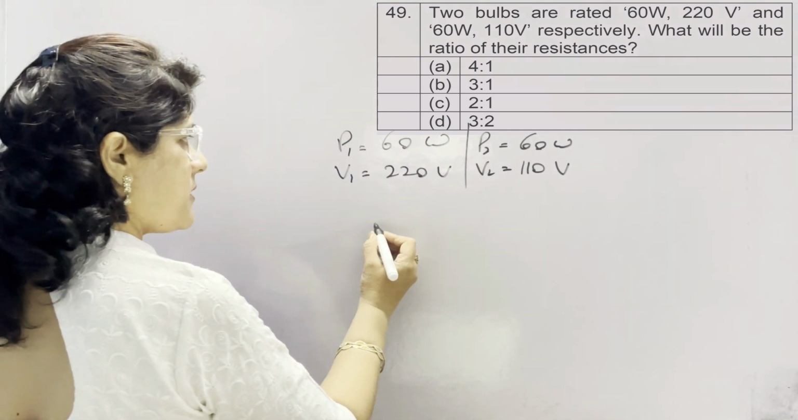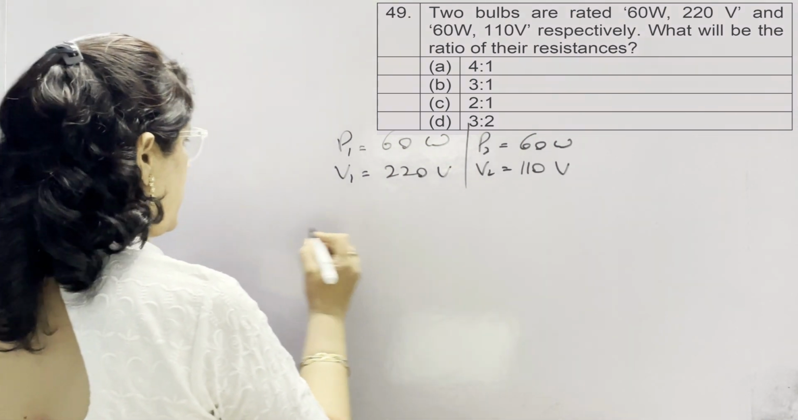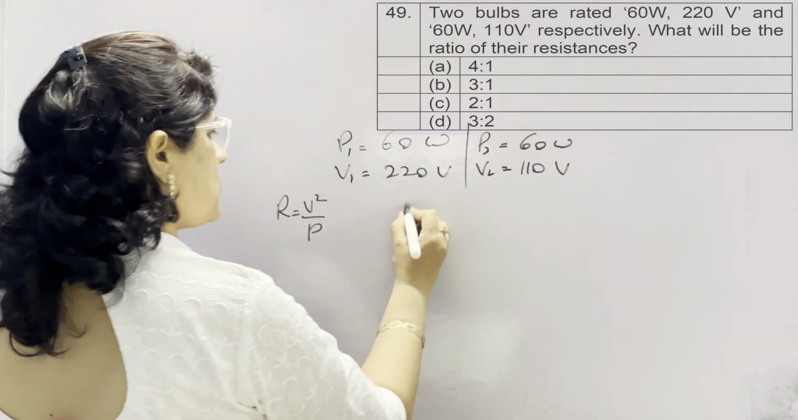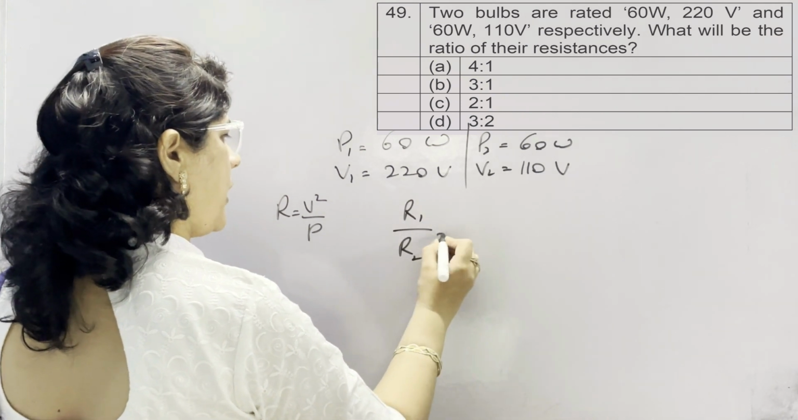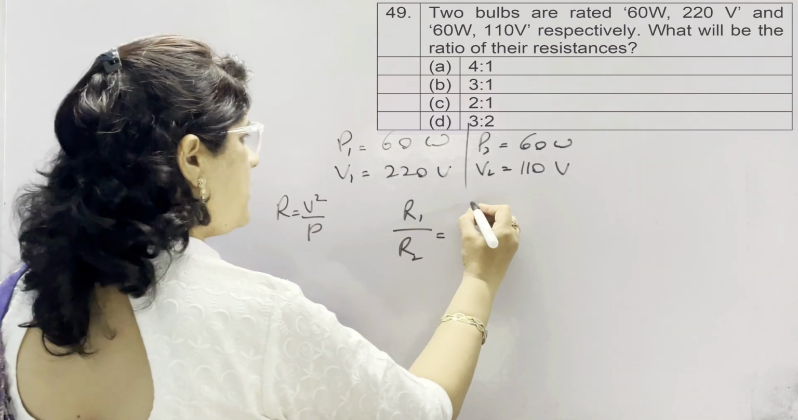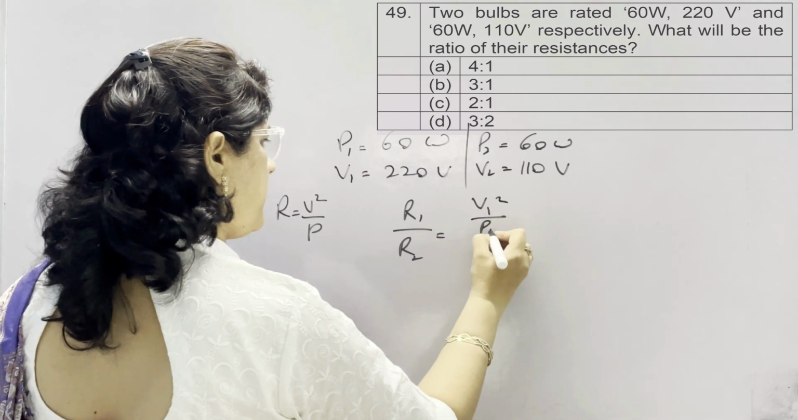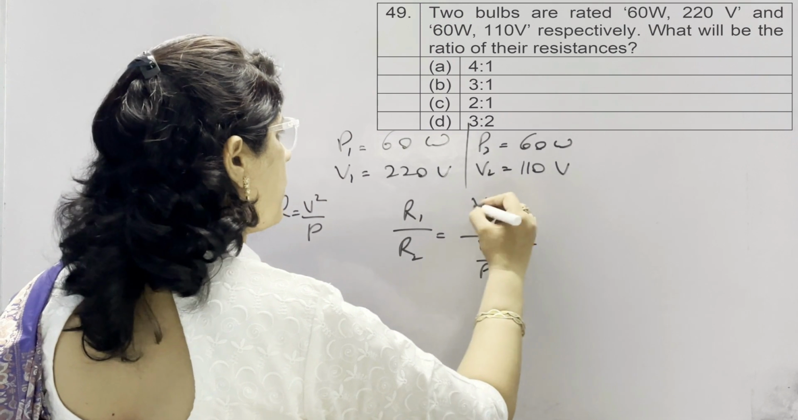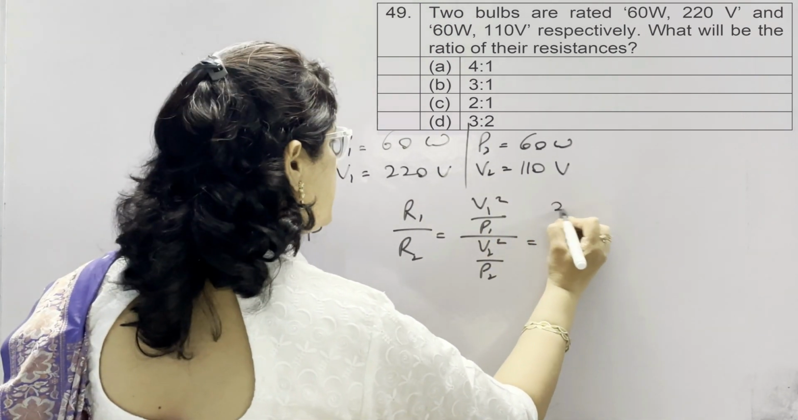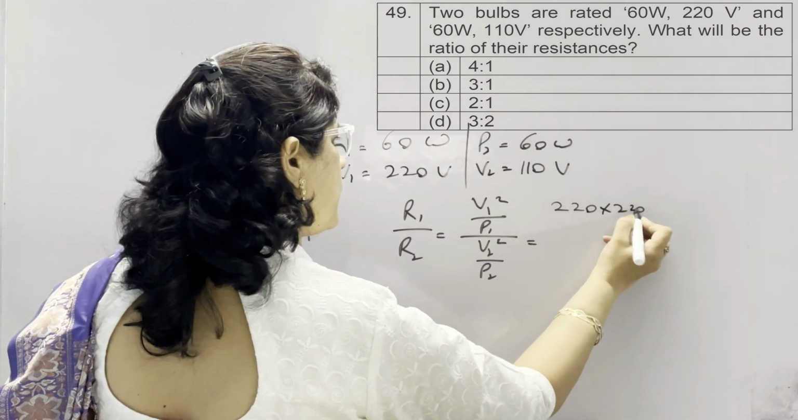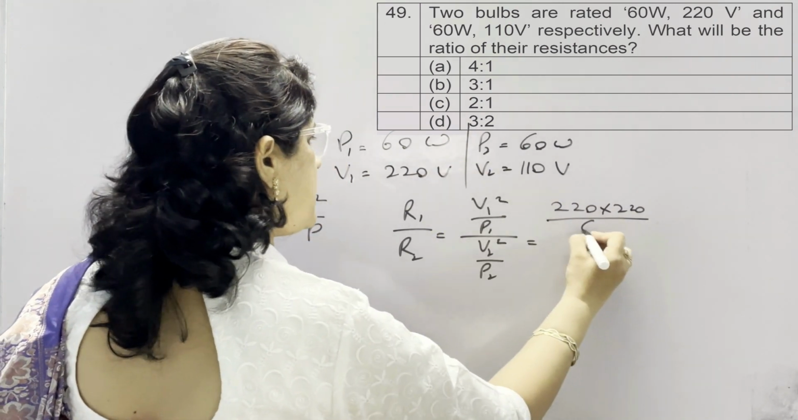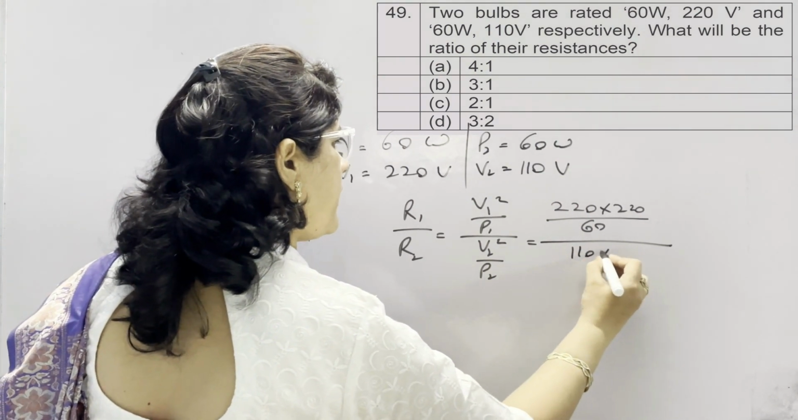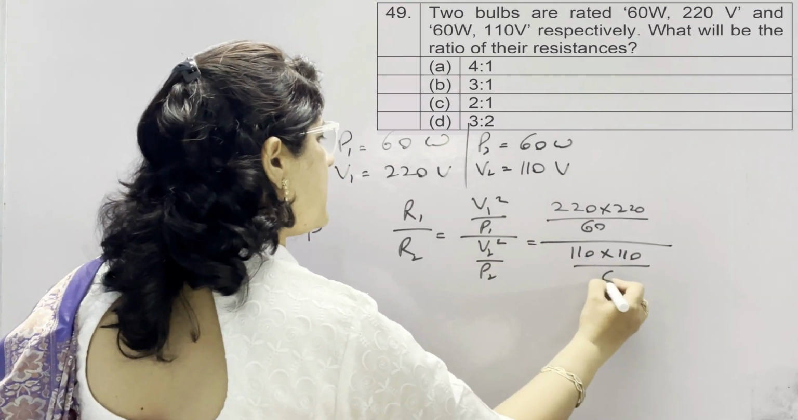Whenever we have to calculate the resistance, we can take the ratio of these two quantities. But first we know the formula R is equal to V square upon P. So now R1 upon R2 is equal to V1 square upon P1 divided by V2 square divided by P2. Now, value of V1 is 220 into 220 divided by power is 60 watt divided by V2 square. V2 is 110, square means multiply, and then 60.